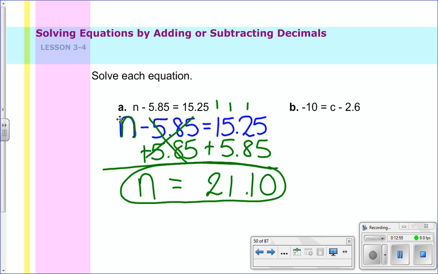All right, now it's your job to do B. I want you to solve negative 10 is the same as C minus 2 6/10. So again, you need to solve for a variable C. Go ahead and do that, and when you're all done, come back and check your answer. Pause me now.